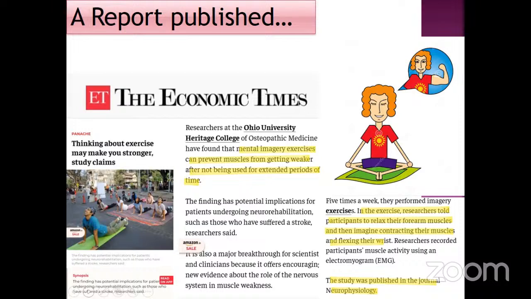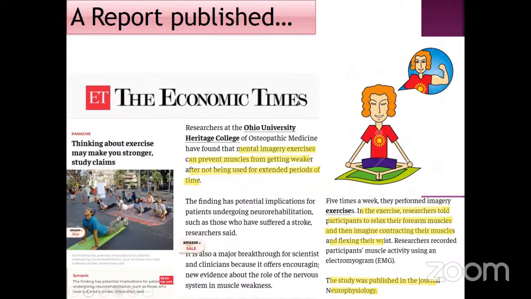Psychological personality development by visualization. Let's talk about the physical effect we see of visualization. Here's a report published in the Economic Times that shows that researchers have found out that mental imagery exercises can help us grow our muscles.